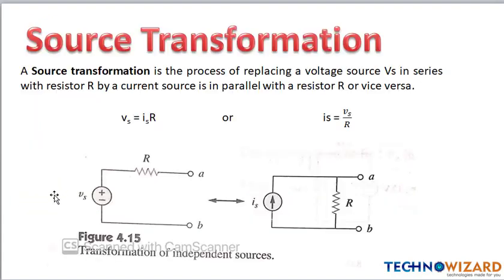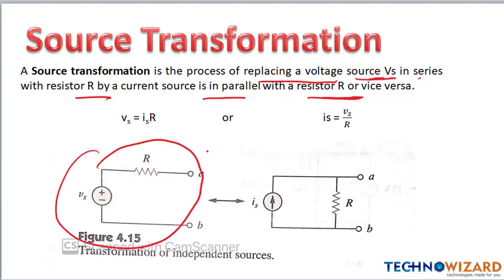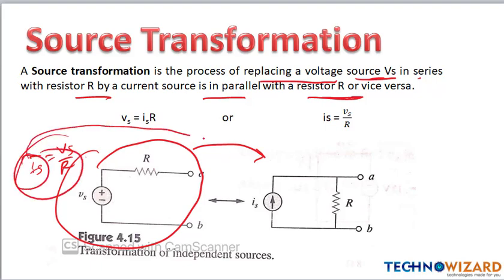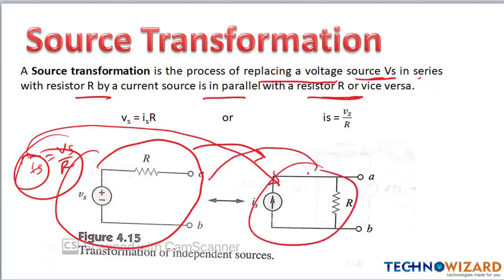Okay, now comes source transformation. What is source transformation? Source transformation is the process of replacing a voltage source in series with a resistor R by a current source in parallel with the resistor R. That is, suppose this circuit is given like this, we can convert this circuit into a current source parallel with the resistance. Okay, how? We can find the current from here. Is is equal to Vs upon R, and this current source Is is placed here. Okay, and similarly from this circuit we can find this circuit. This is known as source transformation.